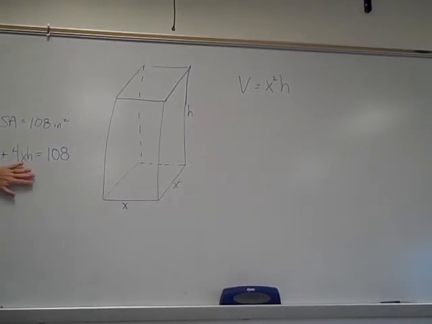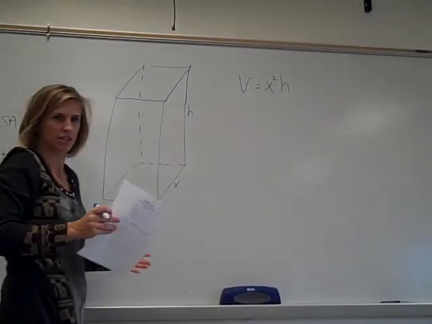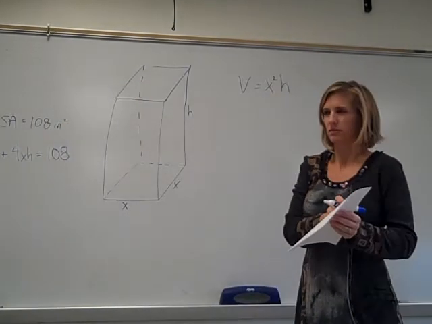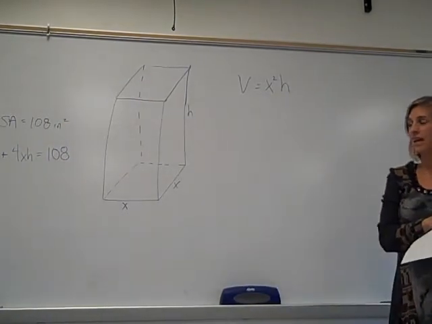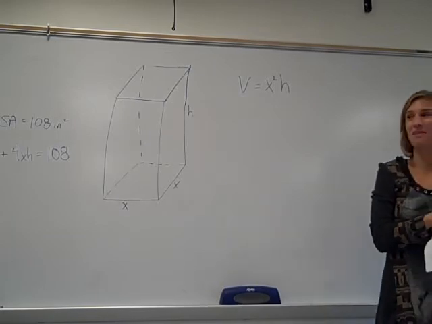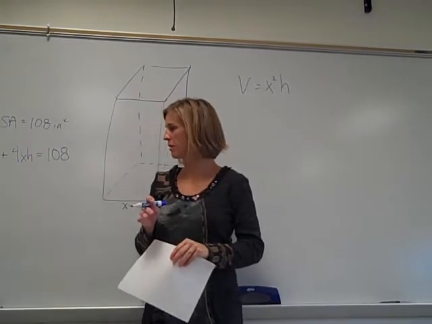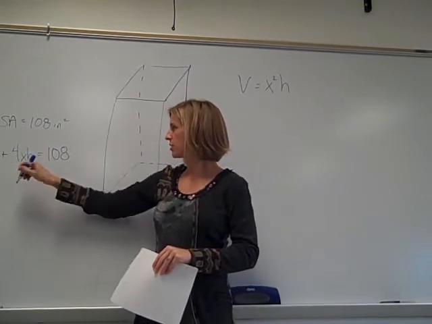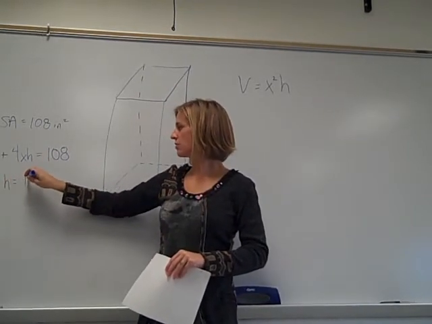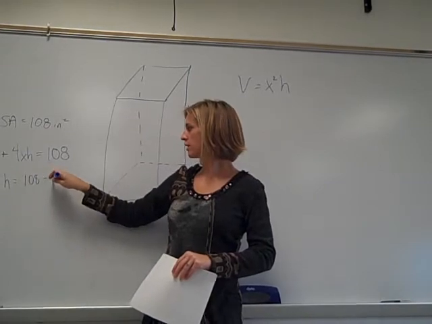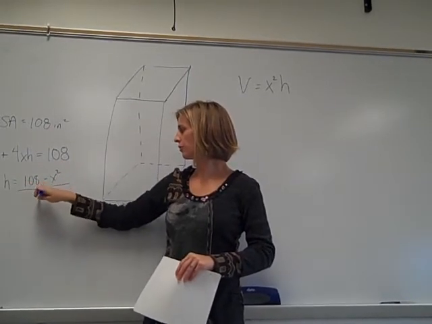I want to solve this for one of the variables. It doesn't matter which one, but in this case, what is a lot easier to solve for? h. If I solve for x, I'm going to be really stuck because I've got x connected to both of them and I'm not going to be able to factor it out or anything. So I want to solve for h. So h is going to be 108 minus x squared all over 4x.